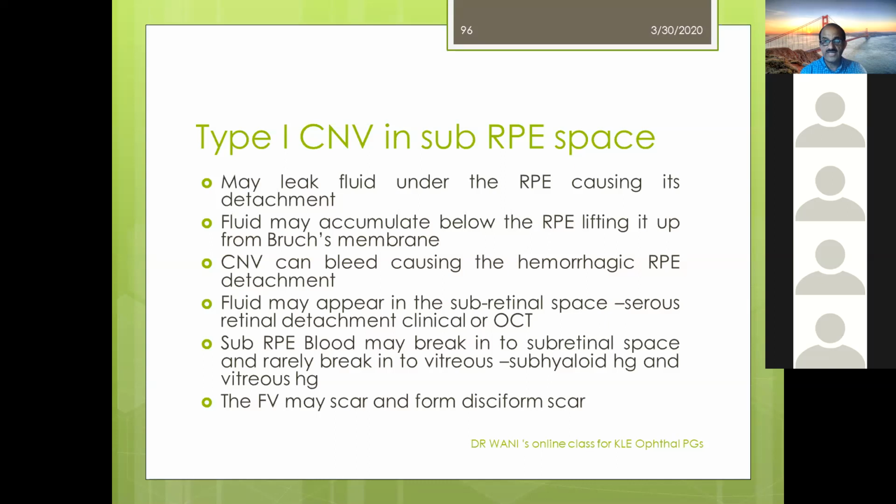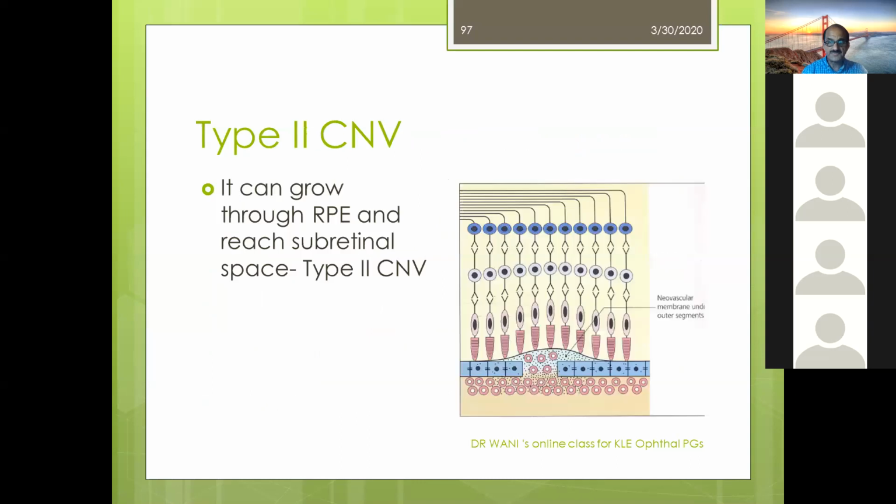You know, the junctional complexes, the zonula occludens, may not be very efficient in these patients. So they may allow fluid to pass from the sub-RPE space into the subretinal space, causing a serous retinal detachment. And that can be clinical or sometimes seen only on OCT. Then sometimes the sub-RPE blood, if it is profuse, may break through the RPE into the subretinal space, and sometimes even the retina can be torn and you can have a subhyaloid hemorrhage or vitreous hemorrhage. If it is not treated, sometimes it may lead to slow fibrous scarring and the end stage is disciform scar.